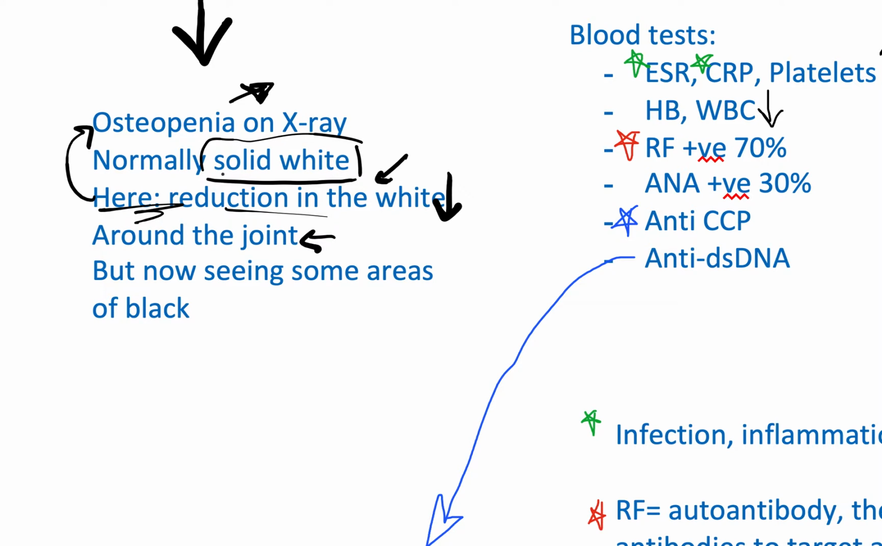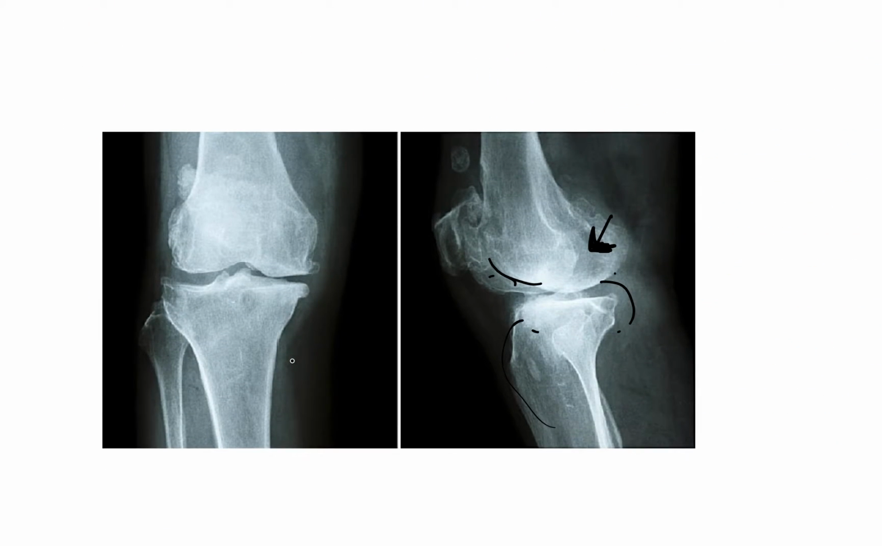Normally, bone appears solid white on the X-ray. When it's osteopenia, there will be a reduction in the white around the joint, and you will now be seeing some areas of black. So where typically there is a solid area of white, you will now see more and more black in between. And here's an X-ray just to demonstrate.